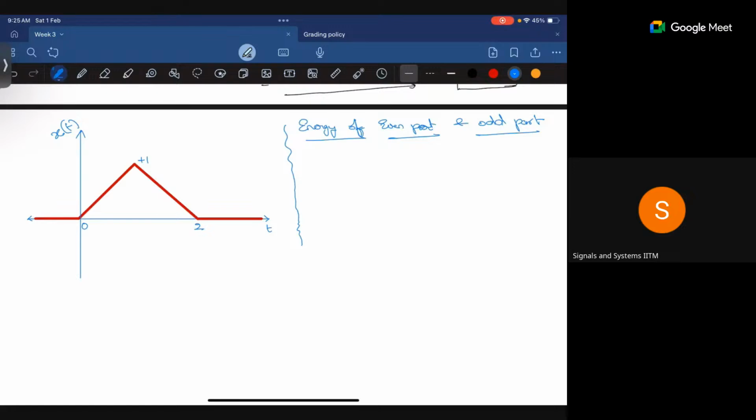Come on, you guys should be able to do this. So week 3 is all about computing even bar, odd bar, finding periodicity, energy and power. And these are very, very important also. Anyone?